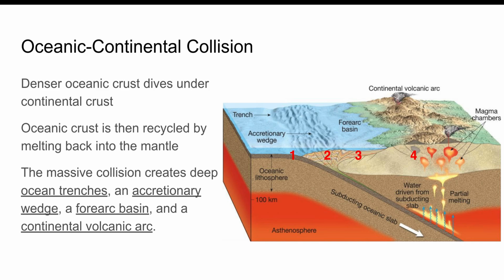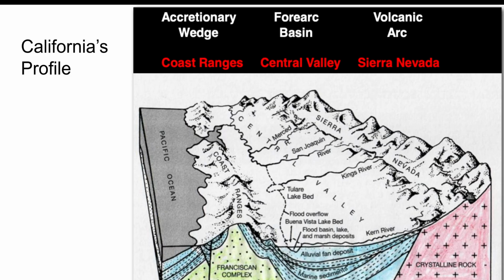Why am I so hell-bent on talking about this specific plate collision? Because it is the story of California. If we look at California's profile, we have the deep Monterey Trench. We have the coastal range, which is the accretionary wedge. Again, not very big mountains, and they are not solid rock. They're just piled rubble. Then we have the forearc basin, which is pretty much the Great Central Valley. And then we have the continental volcanic arc, which is the Sierra Nevada and Cascade Ranges.